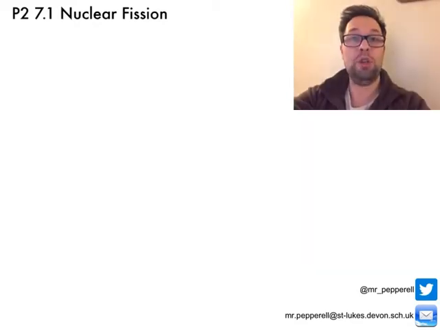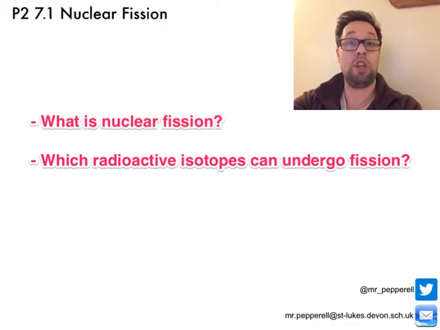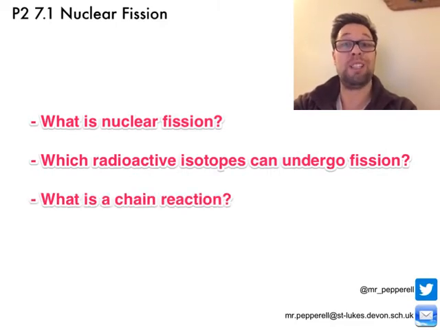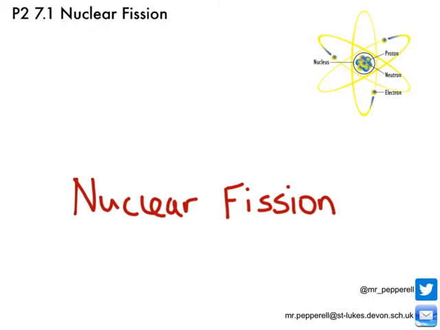By the end of this episode, you should be able to tell me what is nuclear fission, which isotopes can undergo nuclear fission, and what is a chain reaction. So from our previous work, we know there's a lot of energy locked up here in the nucleus of atoms. But is there any way we can usefully transfer that energy? The answer to that question is yes, by the process of nuclear fission.